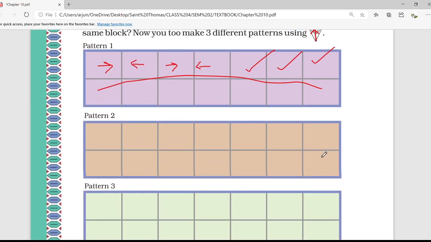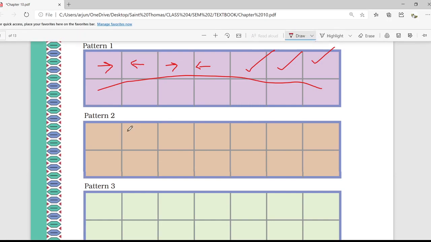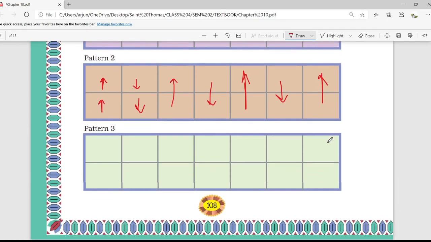Now the another pattern which we can make using this block is somewhat like this. In the upper direction, here also in the upper direction, here in downward, here also in downward. Then follow this pattern. In these two blocks upward, in these two blocks downward, in these two blocks upward, in these two blocks downward. And here also upward.